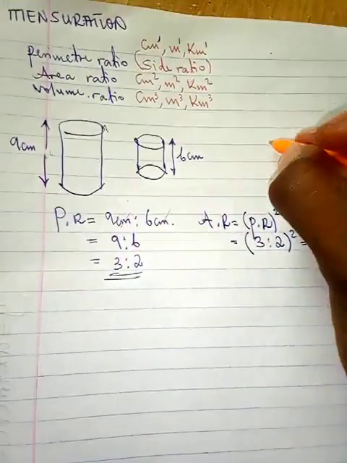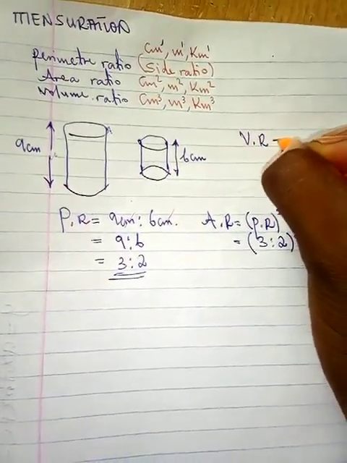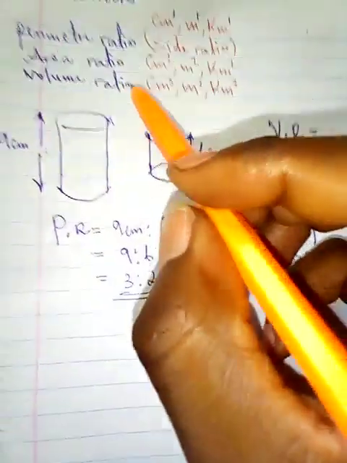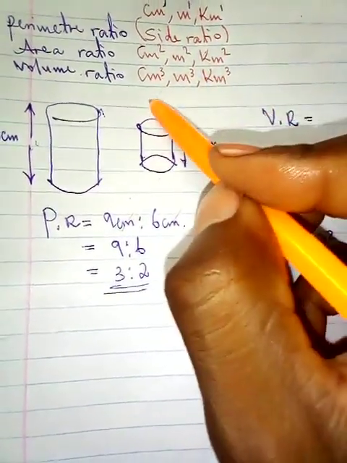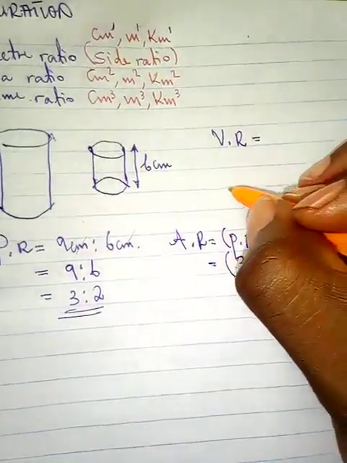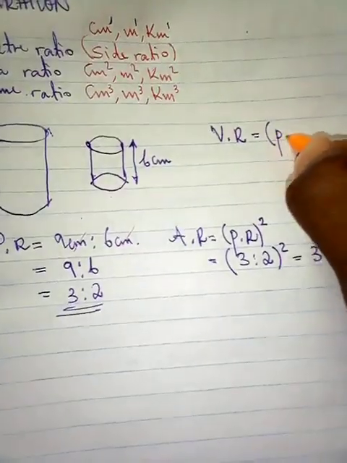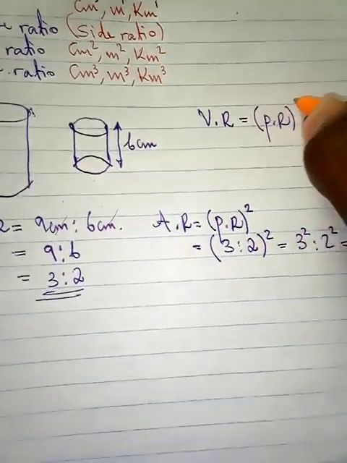If we were given a problem to determine our volume ratio, the possible units are centimeters cubed, meters cubed, kilometers cubed. So your volume ratio, like I said for the area, is just going to be your perimeter ratio to the power 3.